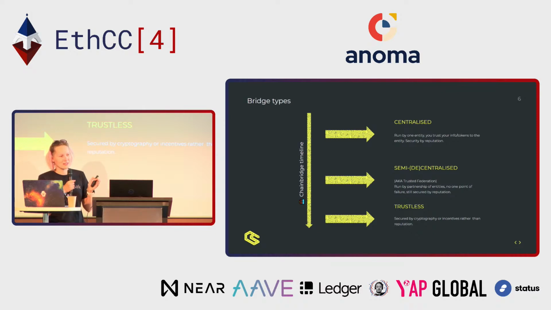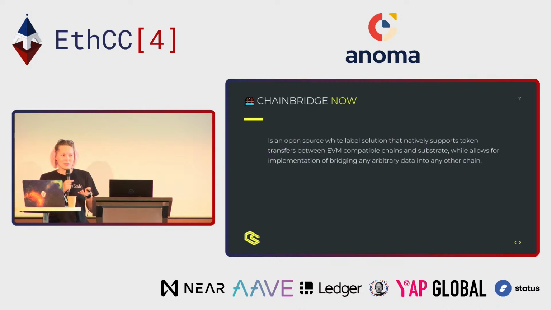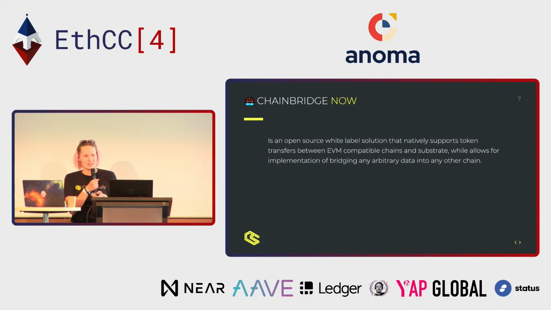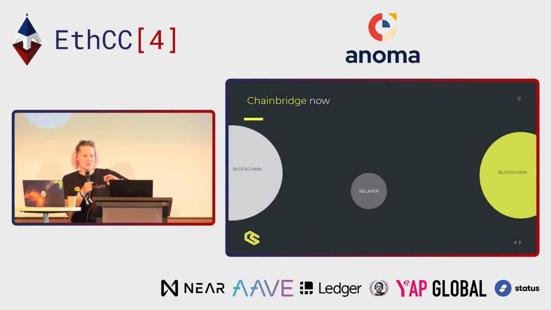And yeah, let's talk a little bit more about Chainbridge at this step. What is Chainbridge and where are we now? Chainbridge is an open source white label solution that natively supports token transfers between EVM compatible chains and Substrate out of the box. As well, it allows for passing pretty much any arbitrary message from one chain to another. And let's take a deeper dive into the infrastructure.